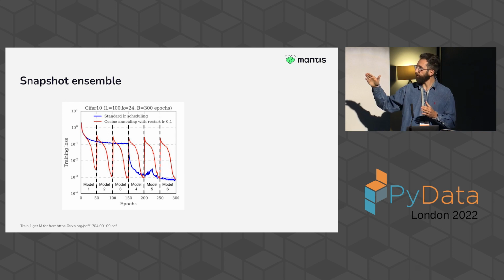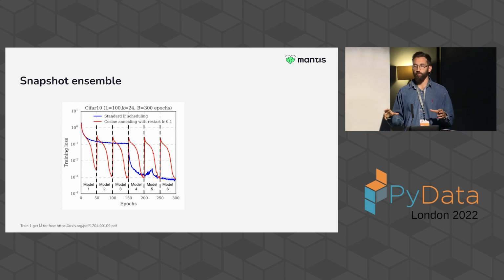As you can see from the graph from the paper that introduced this, it tends to converge similarly, but with producing slightly different models that, if you ensemble them together, you get a better performance than the one model that you would have trained. That's why it's called train one, get M for free. And you can just pick the best performing models from that and combine them together, and you have an ensemble.